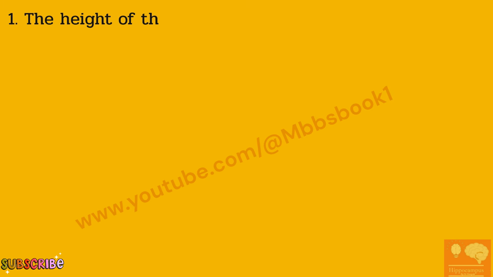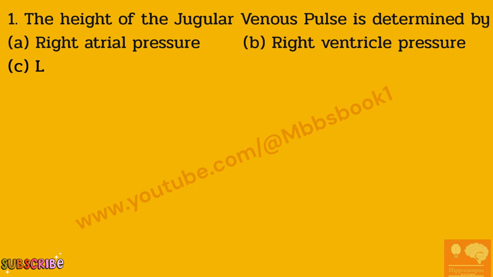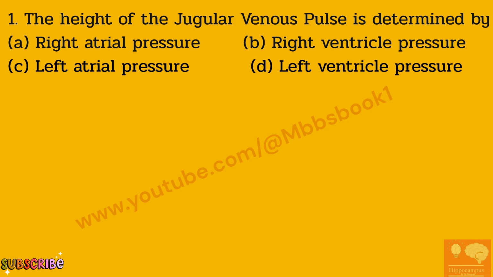Question 1. The height of the jugular venous pulse is determined by A. Right atrial pressure, B. Right ventricle pressure, C. Left atrial pressure, D. Left ventricle pressure. Answer will be the option A.